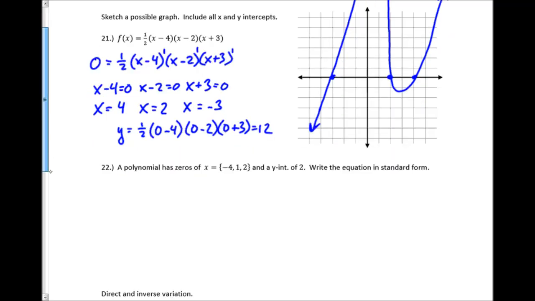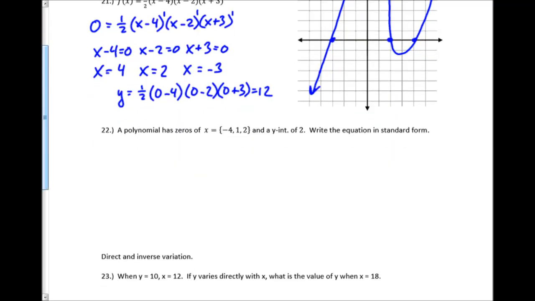Number 22, we're working backwards essentially from what we just did. It's telling me that I have zeros of -4, 1, and 2. Those are x-intercepts, which means this would have come from a factor of x plus 4. This guy would have come from a factor of x minus 1. And this one would have come from a factor of x minus 2. All right? The only thing that could be different here is I could have some a value here that I'm not aware of. So it's y equals some possible constant value times these factors.